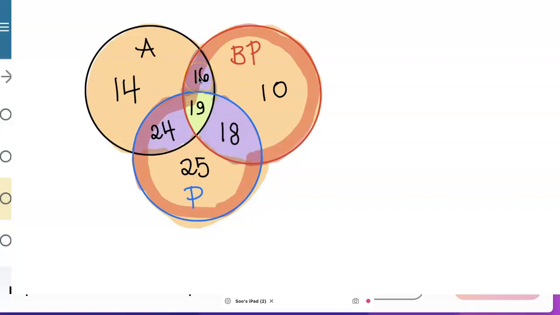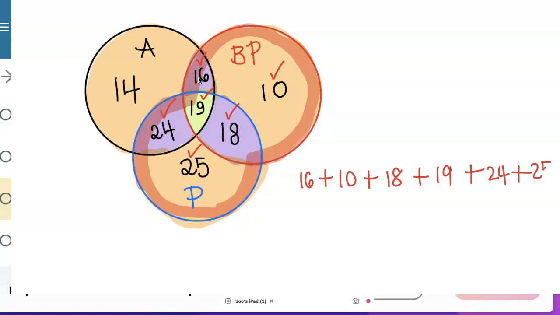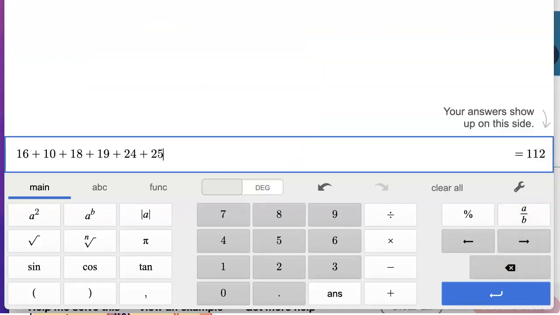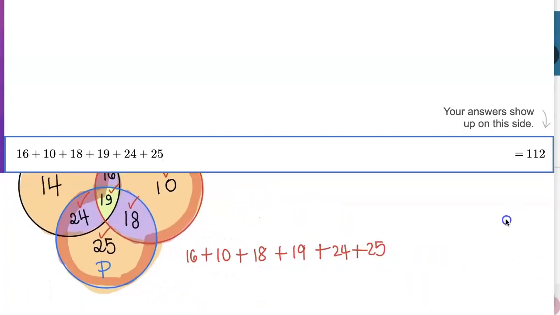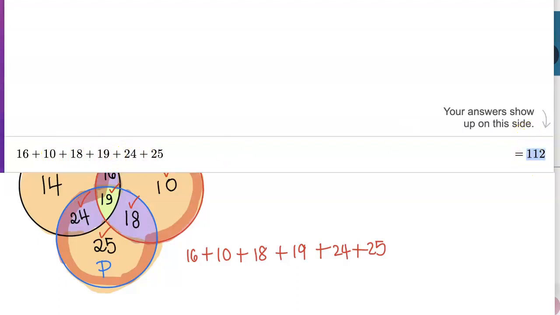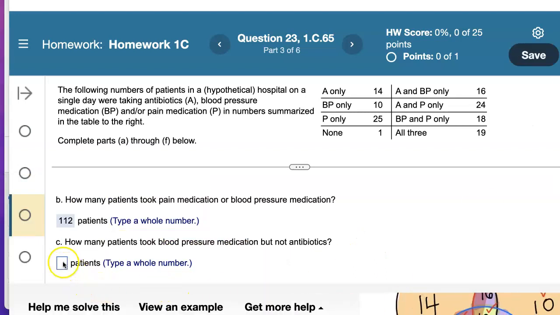So I'm going to add 16 plus 10 plus 18 plus 19 plus 24 and lastly 25. I type those numbers into a scientific calculator and it looks like the answer should be 112. So when you enter that for part B, you'll get correct. Now let's do part C.